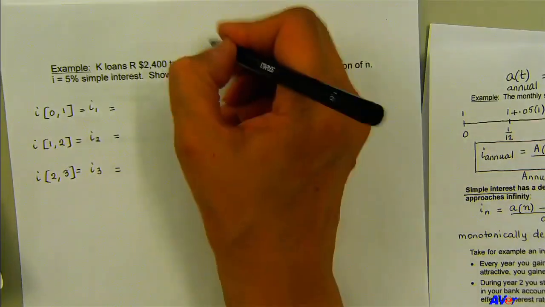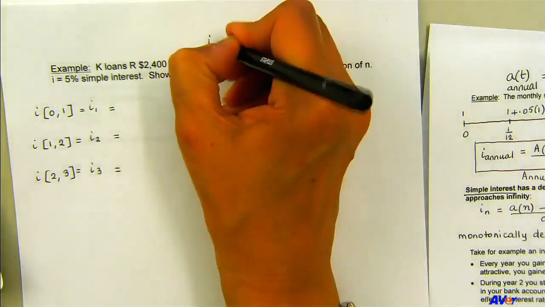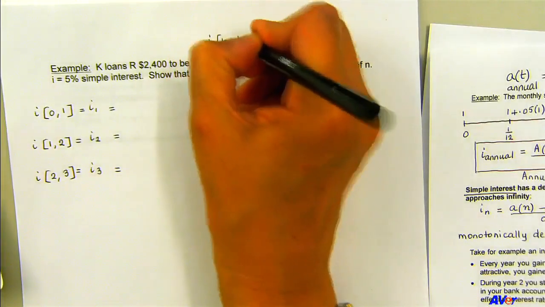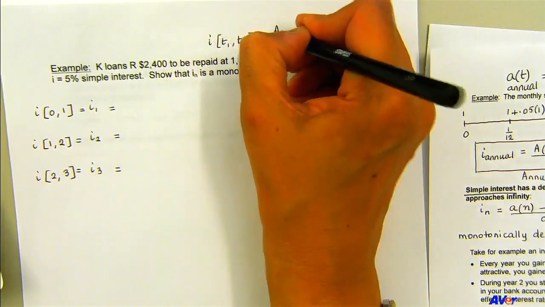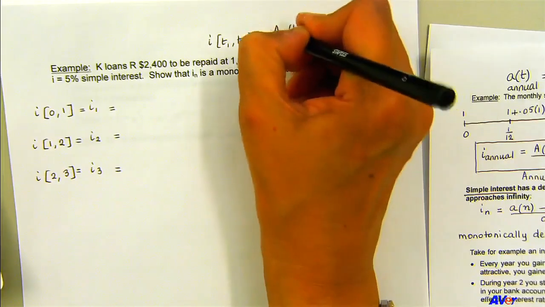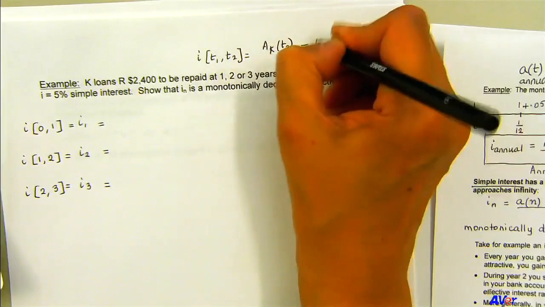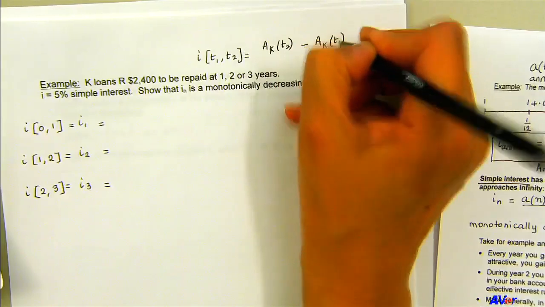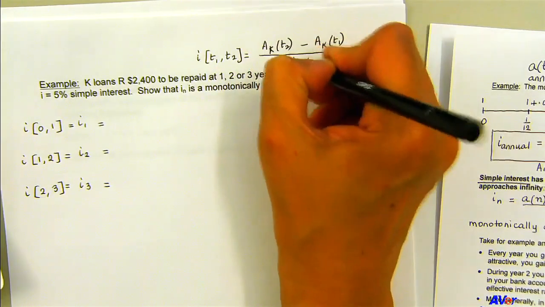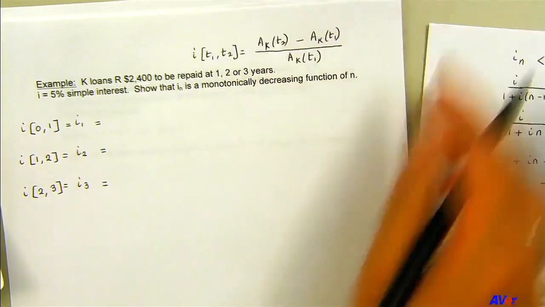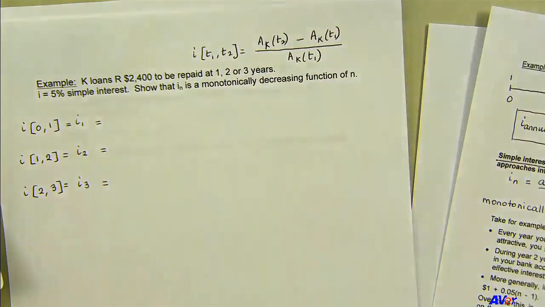We said before that I on T1, T2 is given by A of K, T2 minus A of K, T1 divided by the initial balance, A of K, T1. So can you just use this and get me the I1, I2, I3? We will make our point that these are decreasing and we will move on.